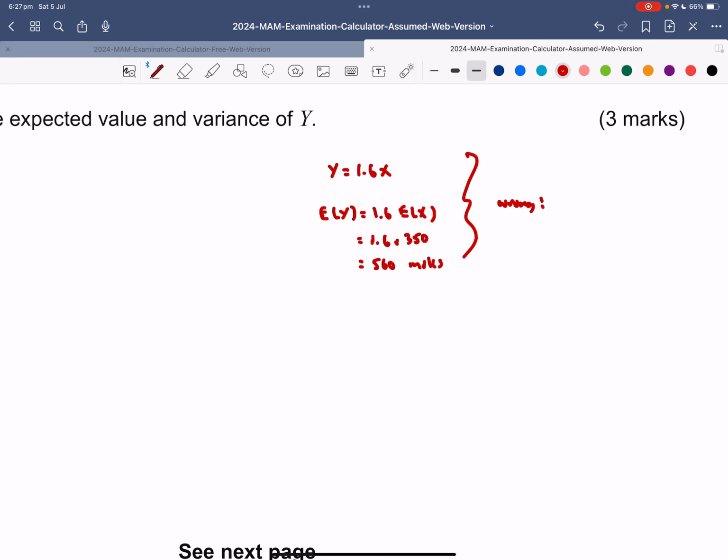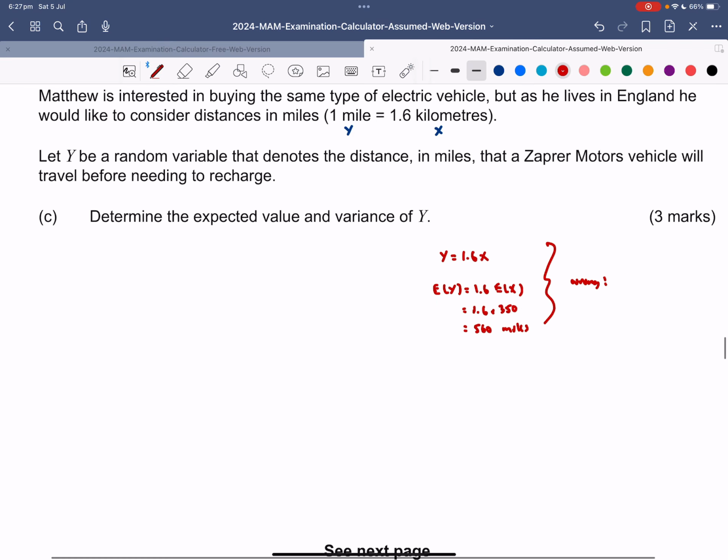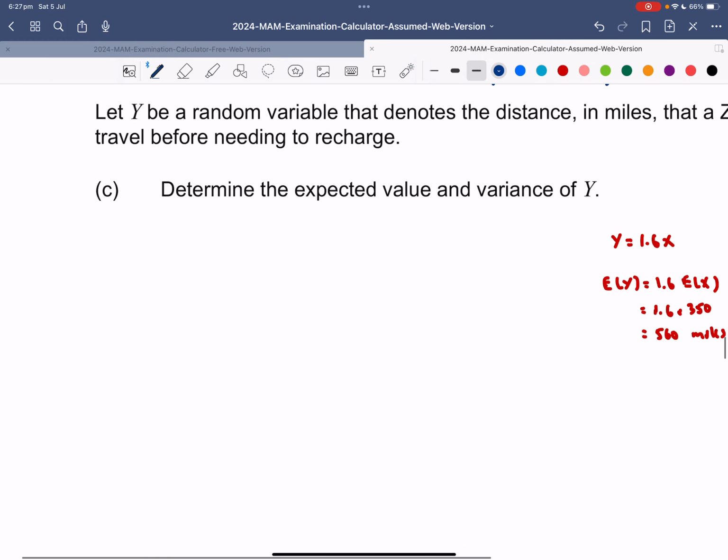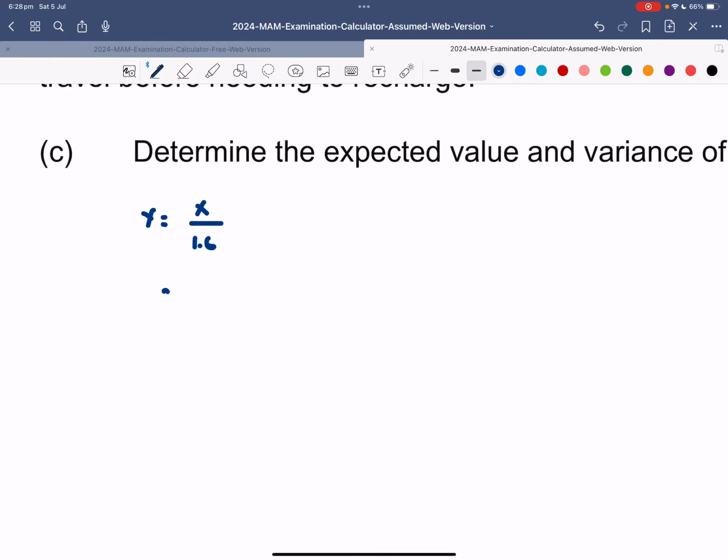So what is the correct way of doing it? The correct way of doing it is realizing that yes, 1 mile is 1.6 kilometers, and what that really means is that y is x divided by 1.6. Think about it. If you want to go from kilometers to miles, you need to divide by 1.6. If you divide the kilometers by 1.6, the number becomes smaller. If the number becomes smaller, then that will turn it into miles. So another way of writing this is 1 on 1.6 x.